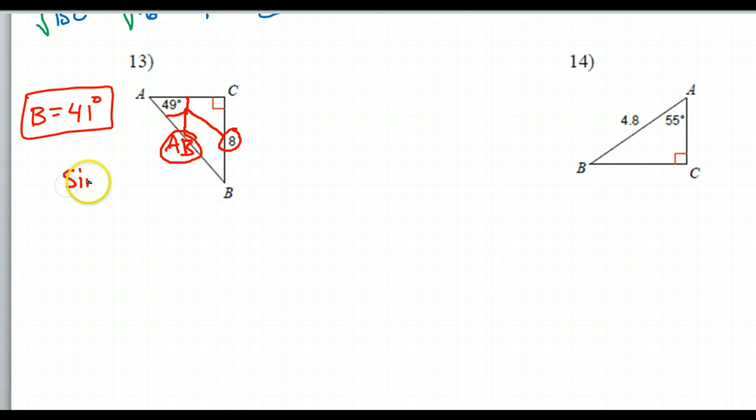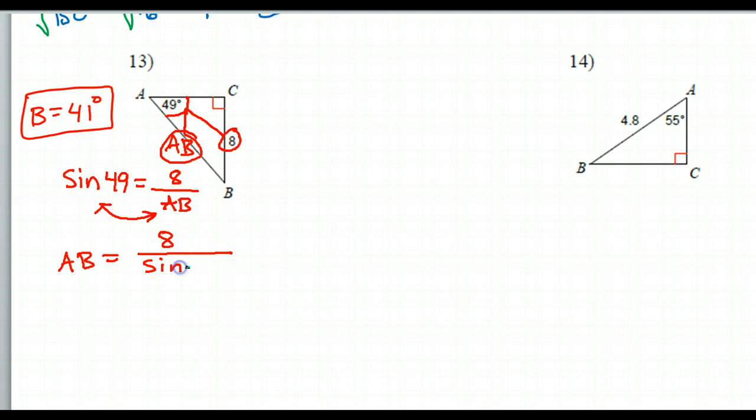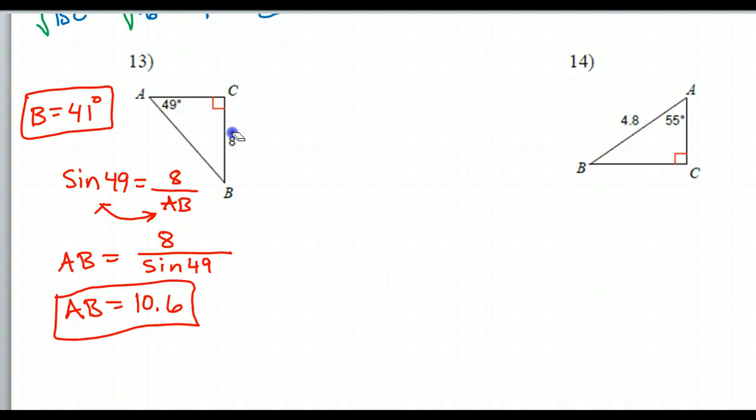So let's go sine 49 is equal to opposite over hypotenuse. The unknown is in the denominator, so let's do our reversal. So that's going to give us that AB is equal to 8 over sine 49. So that tells us that AB equals, in the calculator, 10.6. Okay, so that was AB.